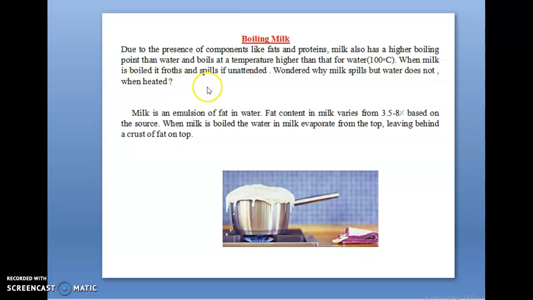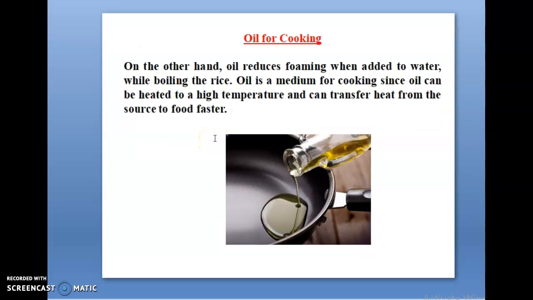When heated, the milk is an emulsion of fat in water. Fat content in milk varies from 3.5 to 8% based on the source. When milk is boiled, the water in milk evaporates from the top, leaving behind a crust of fats on top.